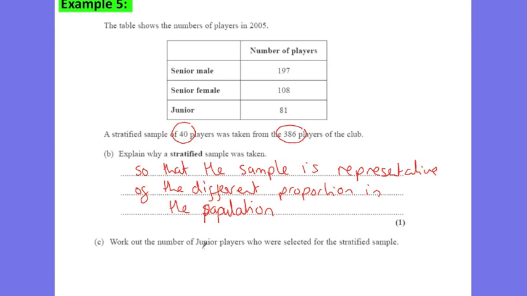We're then asked to work out the number of junior players. So looking here at our table, junior, 81. So we have 81 divided by our total, 386, multiplied by our sample size, 40, is equal to 8.39. Rounded to the nearest whole number, 8. So there will be 8 junior players in a sample of 40 when stratified.